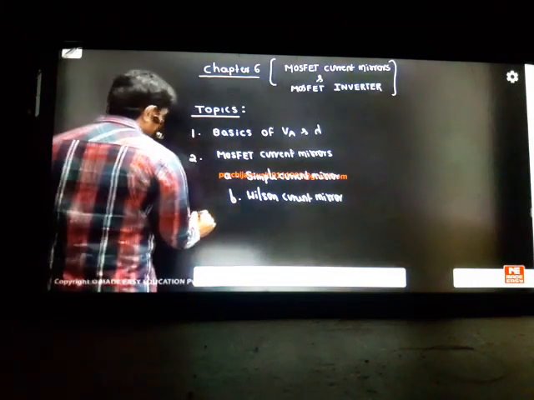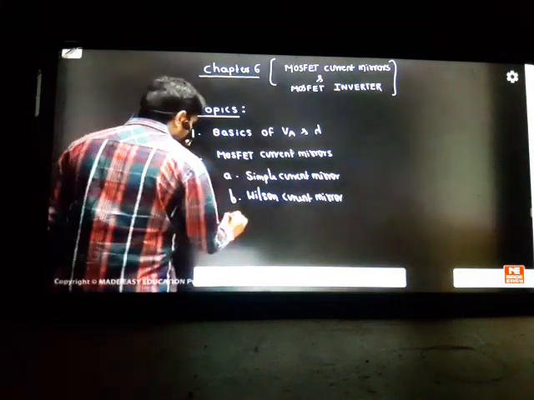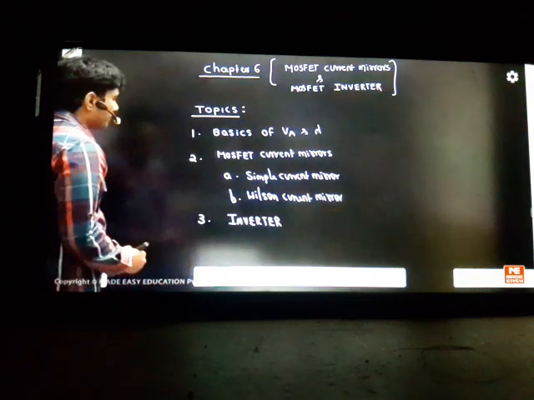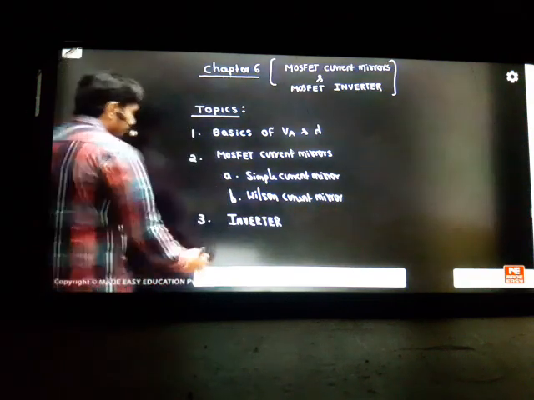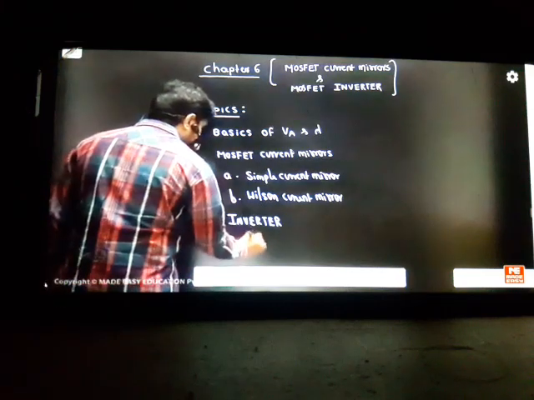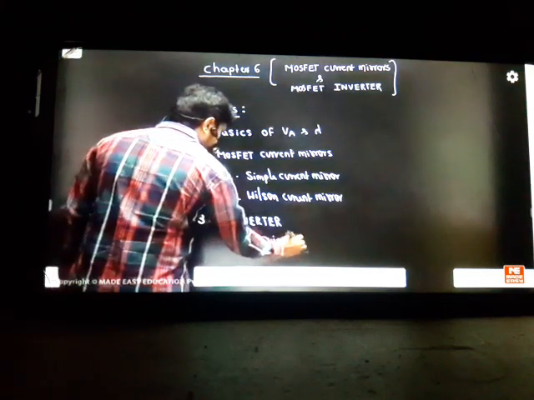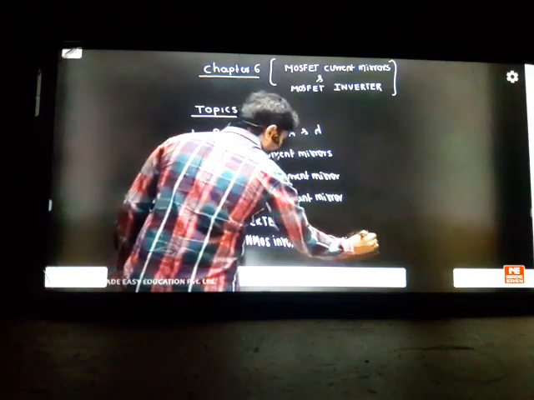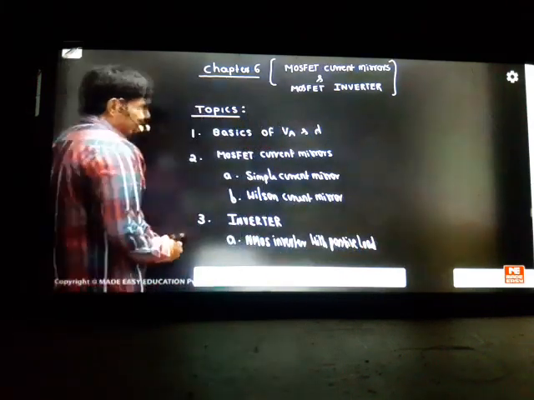After this, we have the last topic. The last topic is inverter designs. Inverter is a complete digital switching design. It comes under the category of digital techniques. Inverters, we call. In inverters, I'm going to teach three models. One is the NMOS inverter with passive load.